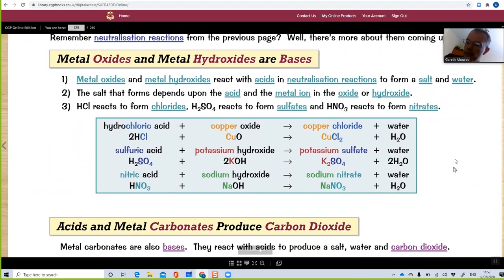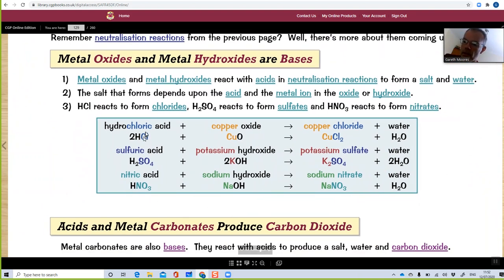So here we go. You can do every single one of these. Look, hydrochloric acid and copper oxide. What does it make? Copper chloride and water. Sulfuric acid and potassium hydroxide. Potassium sulfate. Look, you see the ending comes from the acid, plus water. It's always water. Look, because you've got OH and H. You've got H2O. Two H's and an O. It's water. Okay, nitric acid and sodium hydroxide. Guess what? Sodium nitrate. You see the pattern?